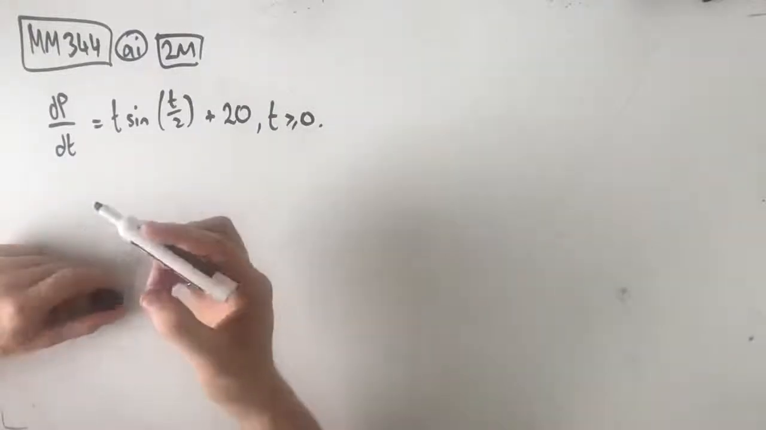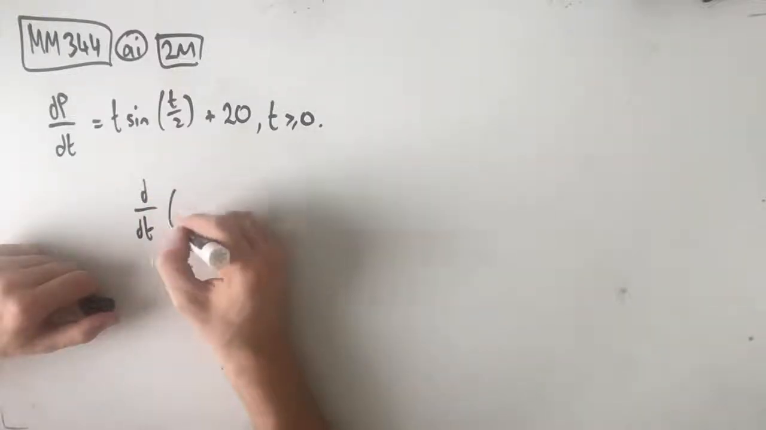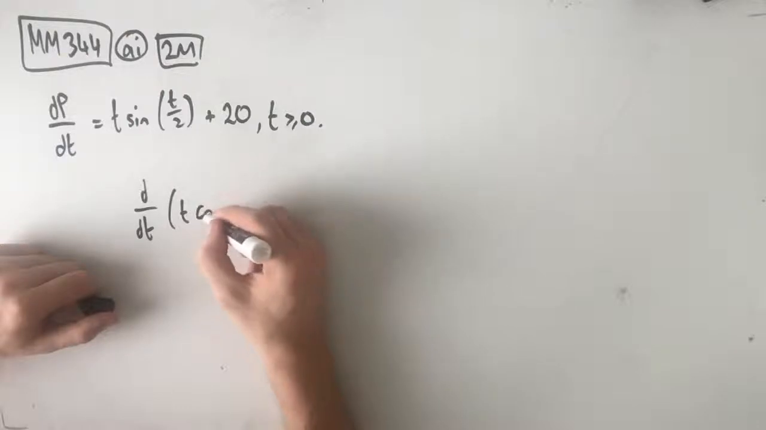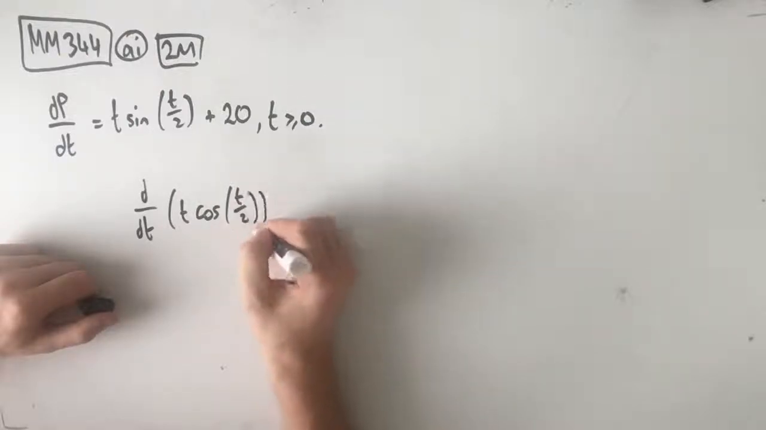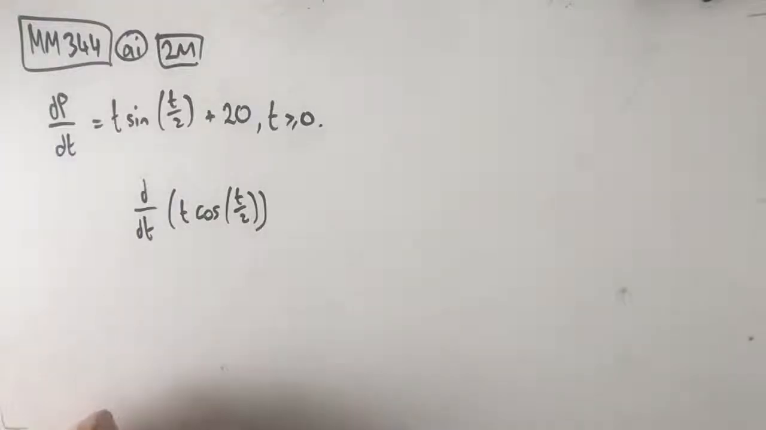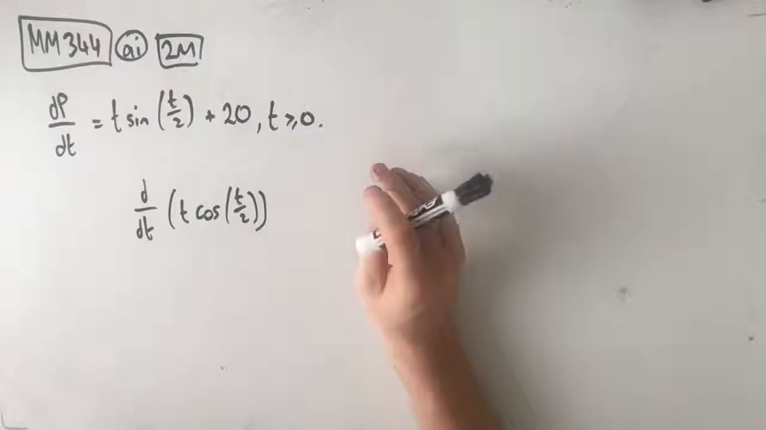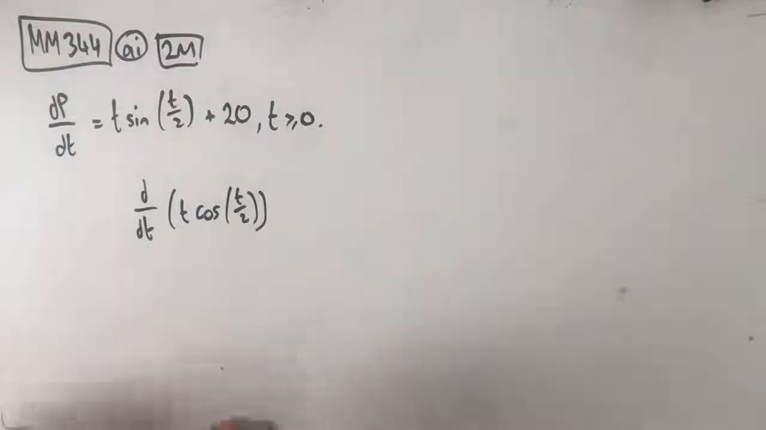Awesome. And part A, I asks us to evaluate d on dt of t cos of t on 2. Now, we have our calculator, which means we could do this in CAS, but that's not going to get us full marks because it is a 2-mark question. So what we need to do is actually do this by hand.